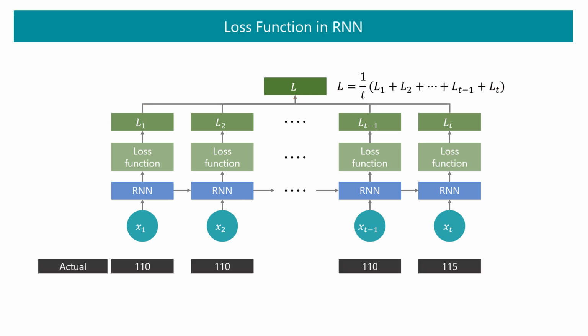For example, we have this sequence data. These are actual values in each time step. And using this RNN model, we get these predicted values for each time step. Using the difference between the actual and predicted values, we can compute the loss function in each time step. And we can compute the total loss by taking the arithmetic mean of the loss in each time step.